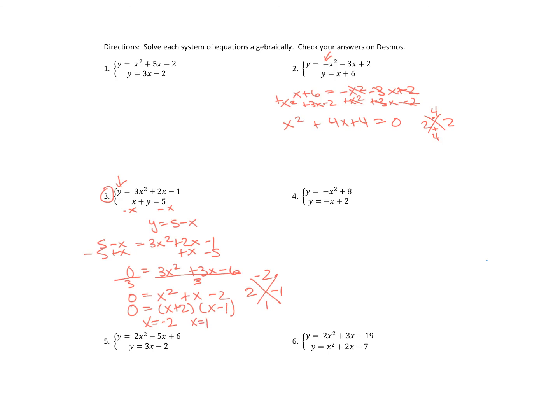Let's substitute those back in. I'm going to use the second equation. So -2 plus y equals 5, or y equals 7. So it looks like I have -2, 7 as one of my intersection points. Let's do the 1 plus y equals 5, y equals 4. So one of my intersection points would be 1, 4. And so that looks to be where my line and my parabola will intersect.